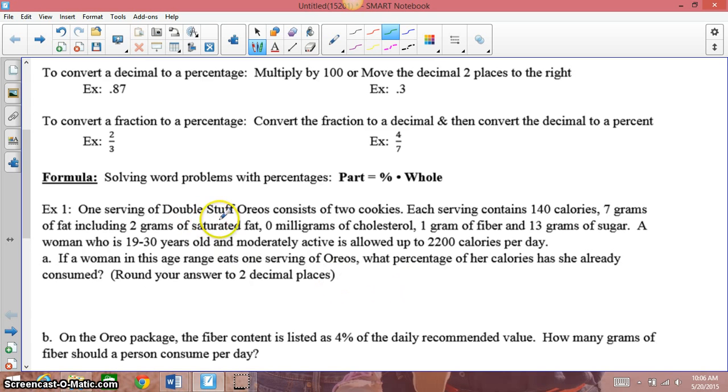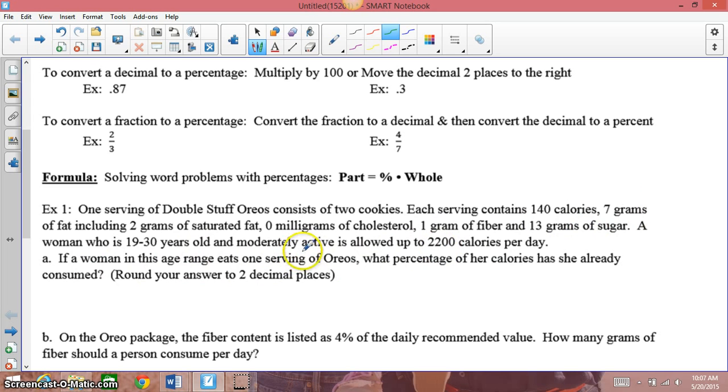Here we're looking at a serving of double stuffed Oreos. They only allow you 2 cookies. Each of those servings gives you 140 calories, 7 grams of fat, and so on. It's like reading the ingredient label, or the nutrition label, I should say. A woman, though, who's 19 to 30 years old and moderately active is allowed up to 2,200 calories in a day. So in part A, we want to know, if the woman in this age range eats 1 serving of those Oreos, what percentage of her calories has she already consumed?